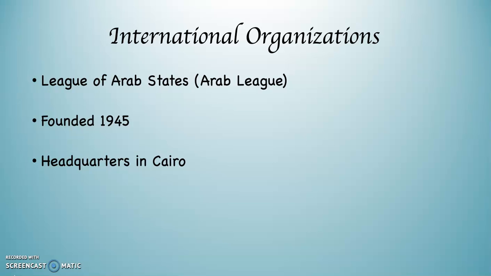This makes all the sense in the world. Egypt sits in the middle of the Arab world. In other words, the countries that are dominated by people whose ethnicity is Arab. And Cairo is the largest city in the Arab world, and Egypt is the largest country in the Arab world. So it makes a lot of sense to have put it in Cairo.